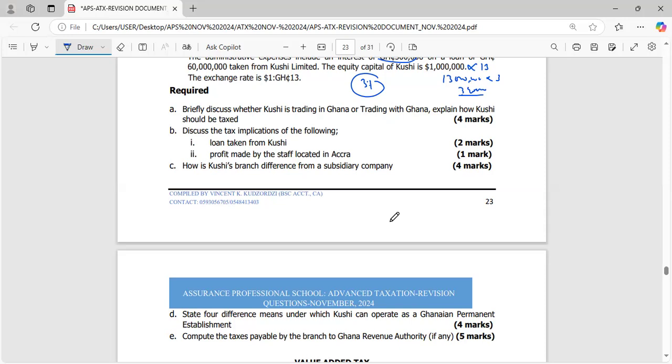But what are the distinctions between a branch and a subsidiary? That's what this question is trying to seek for 4 marks. So at least try and raise 2 points. So what will you write to get your 4 marks? Yes, senior. Okay, a branch is just an extension of the parent company. Okay. And then a subsidiary can be a limited liability company, still under the parent company.